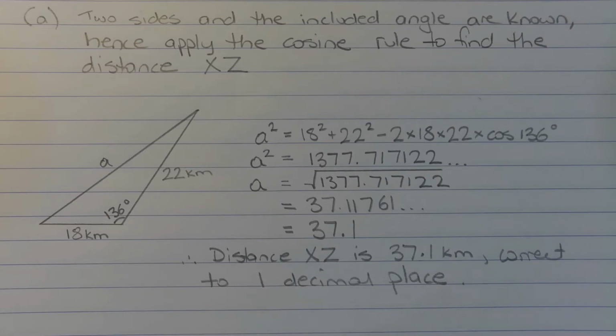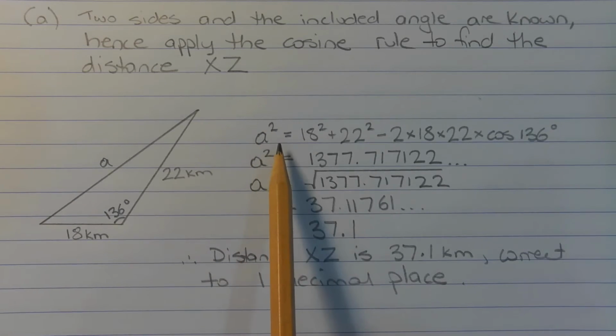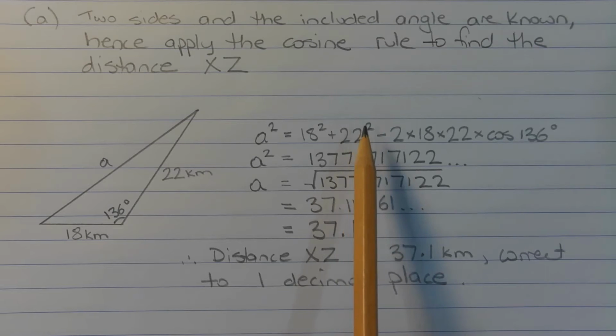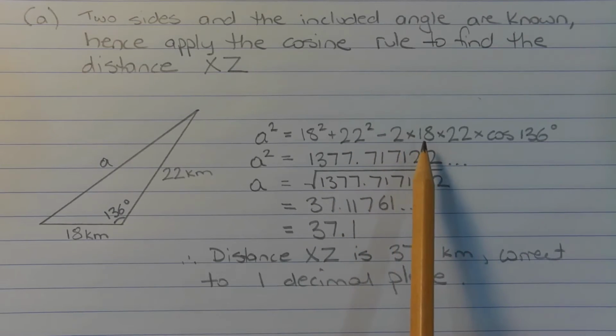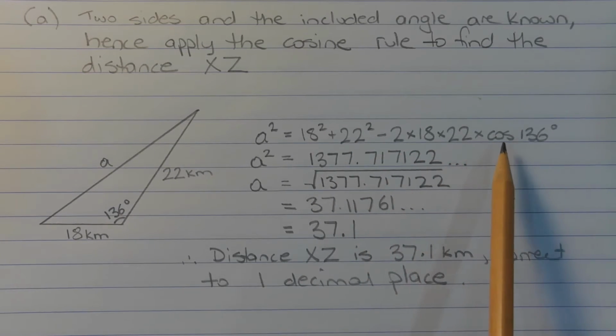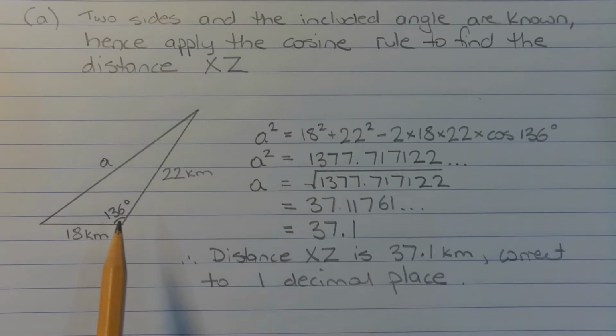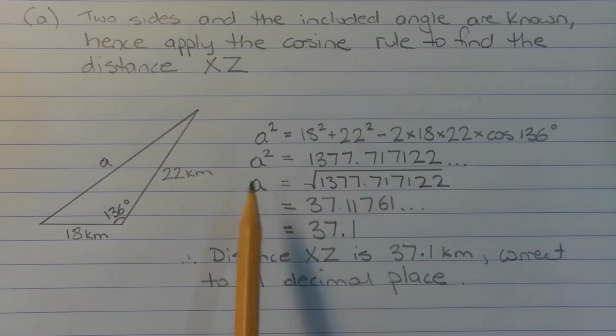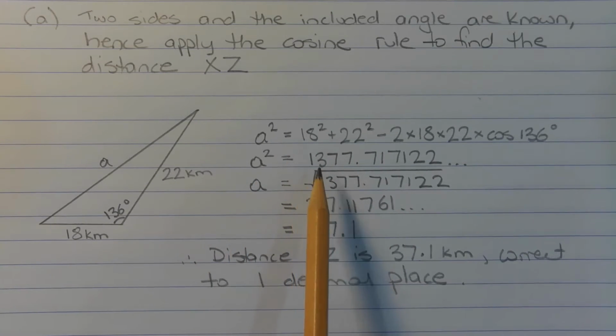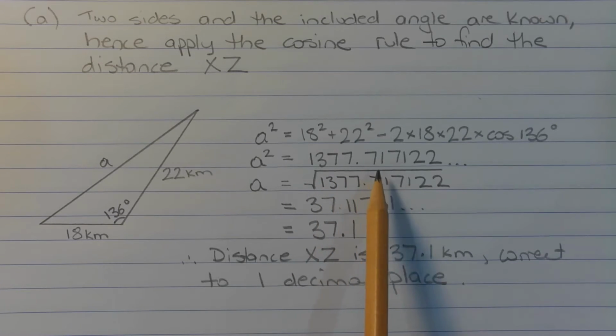So applying the cosine rule, we have A squared is equal to 18 squared plus 22 squared minus 2 times 18 times 22 times cos of 136 degrees. And recall that we found this angle here in part 1. So evaluating the right hand side, we get A squared is equal to 1377.717122 and so on. But we need A, not A squared.